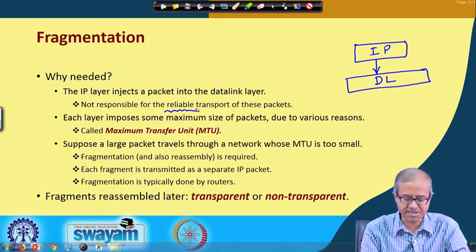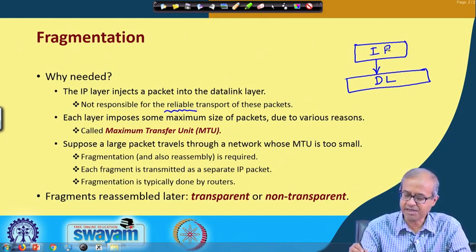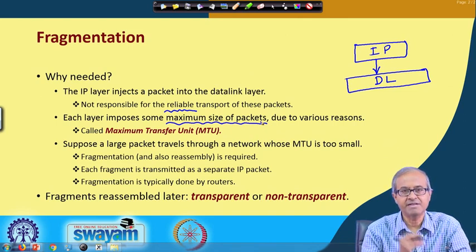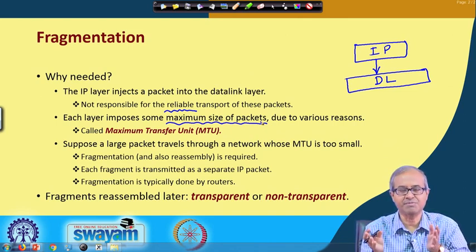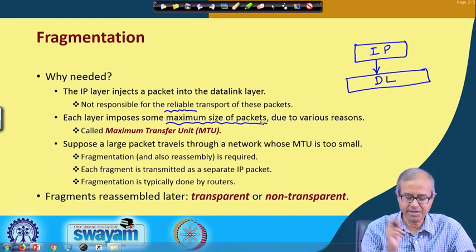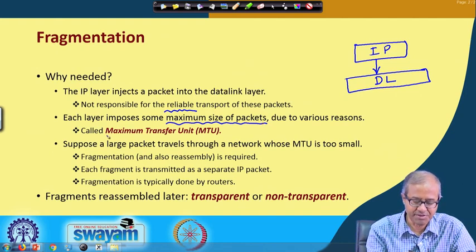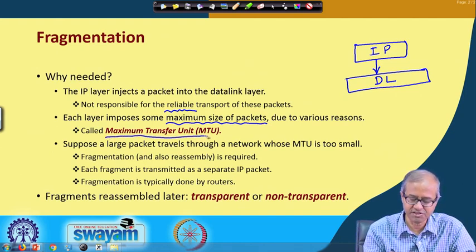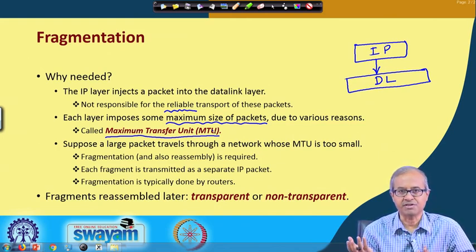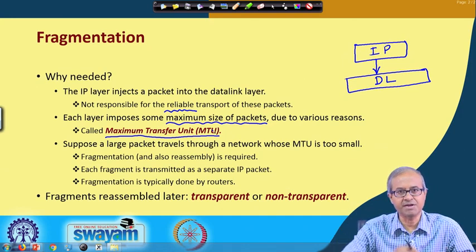Now, the point that I was mentioning, that at the layer of IP, in fact, at every layer there is a maximum size of the data unit that can be handled. That is primarily because of the size of the buffers, the number of bits that is reserved in the packet format, and so on. Okay? And this limitation is referred to as maximum transfer unit or MTU. The MTU can vary from one network to another. So, when a packet traverses through multiple networks, it may encounter various different MTU values. All right.